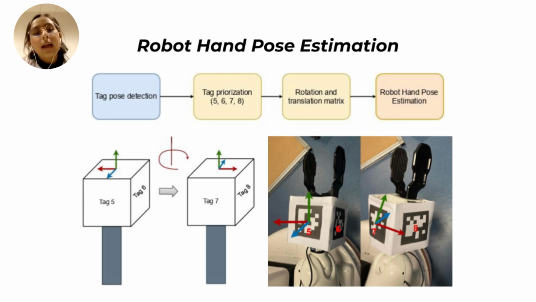On the other hand, the algorithm makes a tag prioritization. So if tag 5 is detected and also tag 6 is detected, the algorithm will prioritize the tag 5 detection because it's the smallest ID.